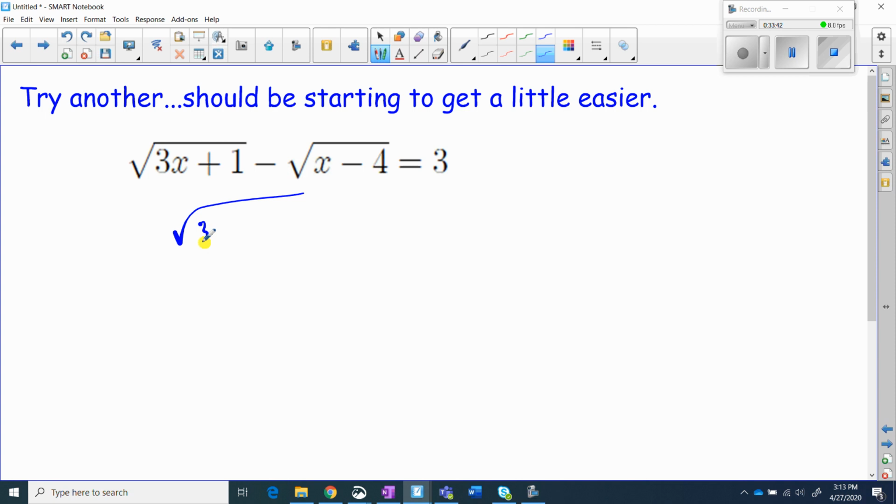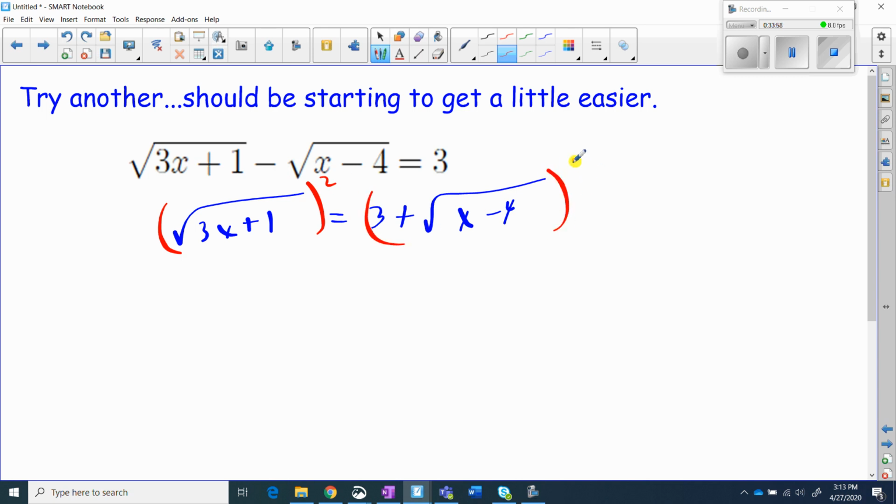Square root of 3x plus 1 equals 3 plus. So I've isolated one of the radicals. Square both sides. Remember, don't square each one individually. Square the entire side. Put the whole side in brackets, squared. When you square this one, you'll get 3x plus 1.